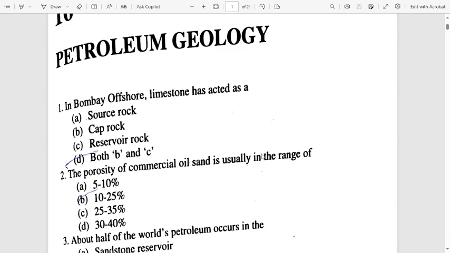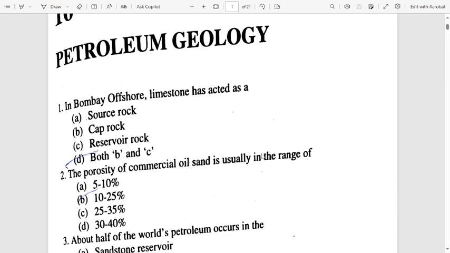In Bombay offshore, limestone has acted as both cap rock and reservoir rock. Okay, the Bombay offshore is actually a doubly plunging anticline structure, and limestone is the reservoir rock as well as the cap rock. The porosity of commercial oil sand is usually in the range of 10 to 25 percentage.